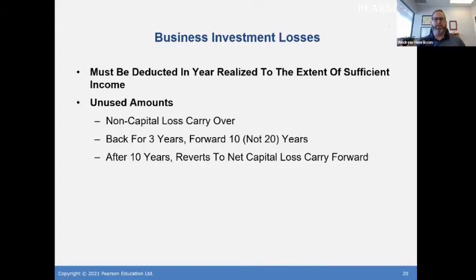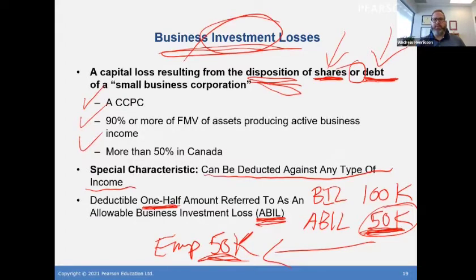So it must be deducted in the year that it's realized, as much as you have income. In this example here, I said, well, if you had the 50K, perfect. You can swallow it all up. You have to use all of it. That's a rule. You don't get to eliminate, say, the 13,000 for your BPA. You don't get to do that. You have to use as much as you can. So in this case, you'd use it all, you'd get to zero.